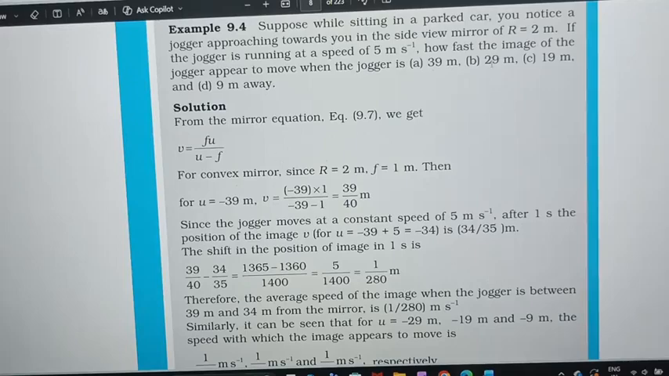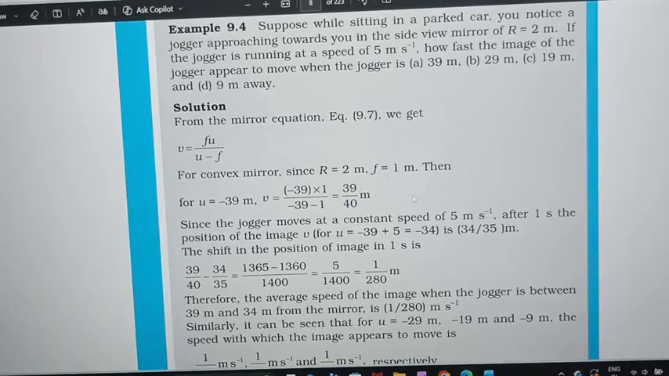Same thing we can do for 29 meter also. First consider 29 meter, that will be negative 29. Put it in the formula to find out V. After finding V, again take negative 29 plus 5 because the jogger is running. Initially he was at this position. After that he again traveled 5 meter. You got one more particular answer. Again put that in, it will become your object distance because now the jogger has moved to a new location. That will be kept in this particular formula. You will again get another V.